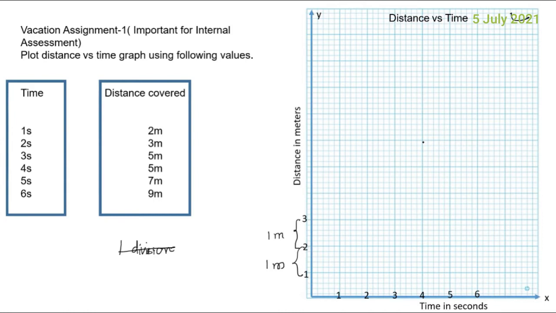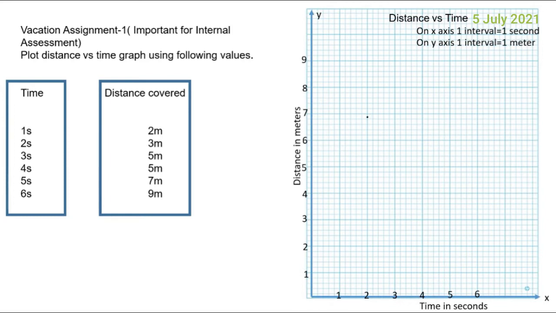There are different ways to express your units here, but before that we need to write all the distances which are covered here. And on the x-axis, what we have taken here is one interval. What does one interval mean? This much is 1 second, and on the y-axis, one interval means 1 meter. So we shall start using these values.